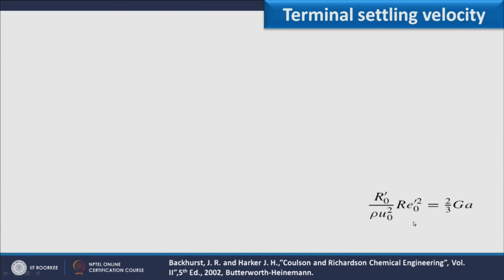Further, we have this expression. So, how can we calculate terminal settling velocity using this? Once I know the parameters, I will calculate the Galileo number, and 2 by 3 times it will be equal to this parameter. So, the value of this whole parameter can be calculated.